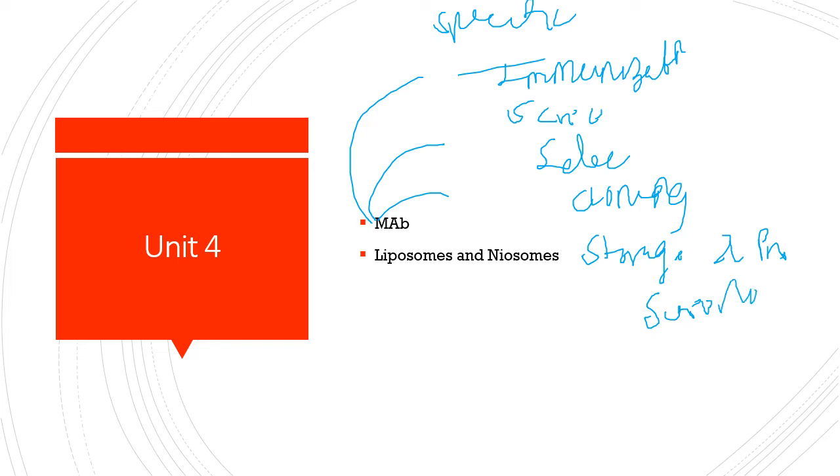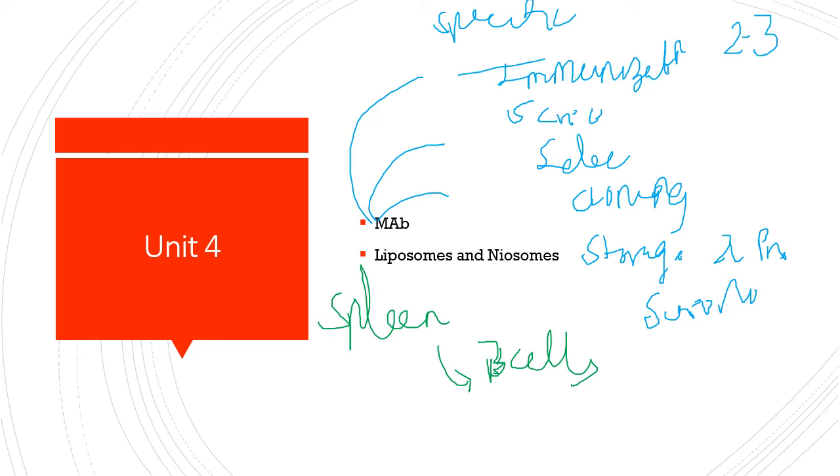Immunization: you take a rat and inject the adjuvant as well as the main antigen, along with the vehicle, into the rat at 2 to 3 places, over 2 to 3 weeks, not just at one place, so that a larger amount of antibodies is produced. Then you extract the spleen, and after the spleen is extracted, you remove the B cells. Now you fuse these B cells with myeloma cells, which are cancerous cells.